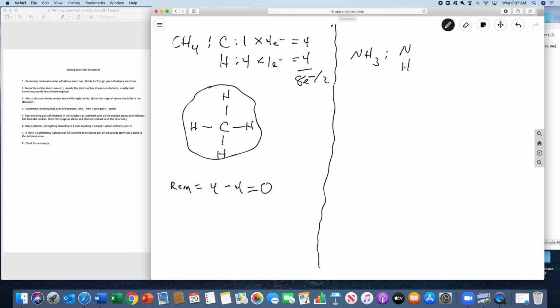There's 1 nitrogen and 3 hydrogens from the formula. Nitrogen has 5 electrons. Hydrogen has 1 electron. That means 5 and 3. 8 over 2 is 4 pairs. Once again, the nitrogen will be the central atom here. I'm just going to attach the hydrogens.